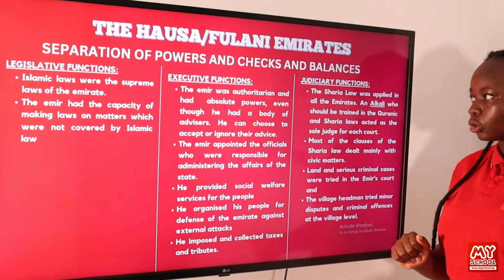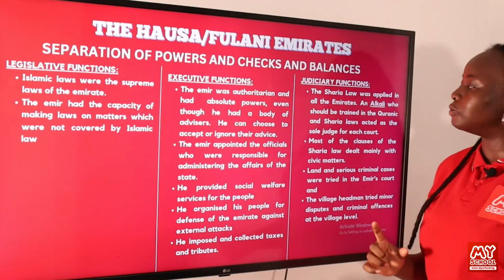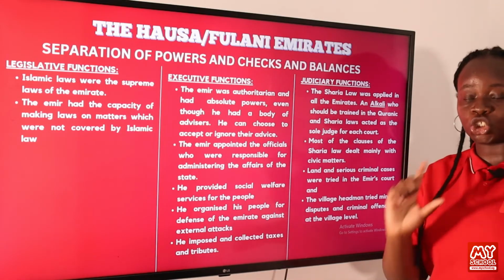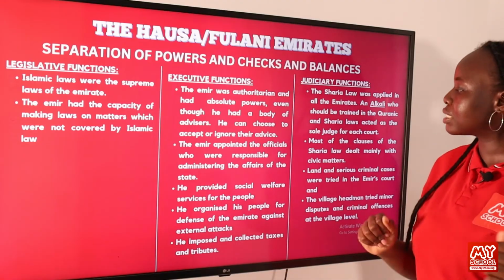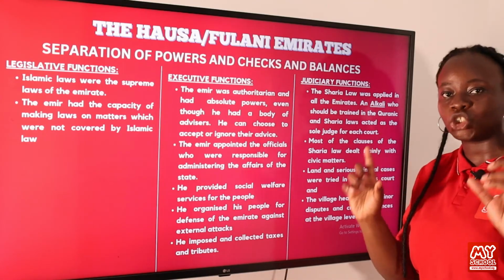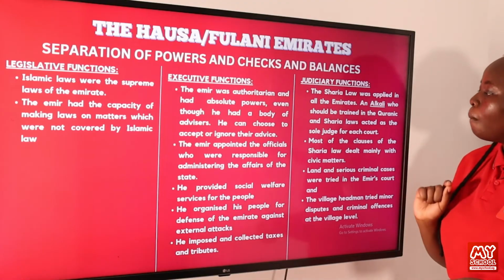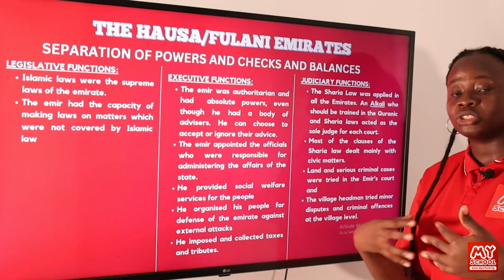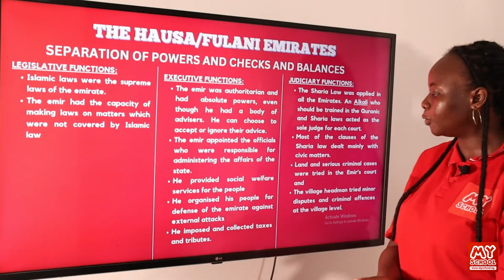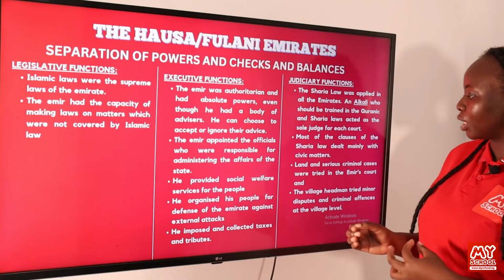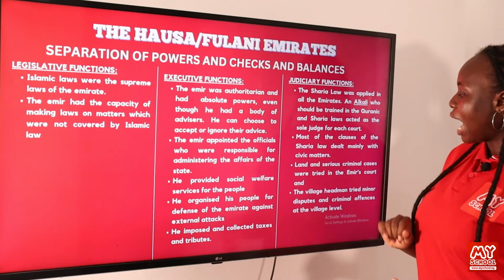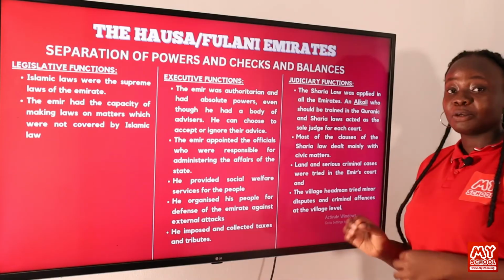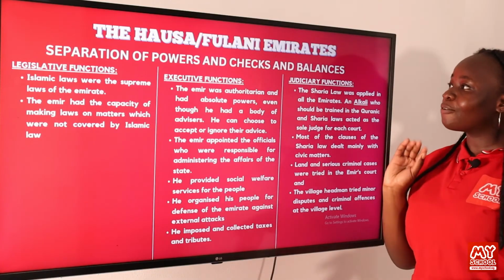Then we have judiciary functions. The Sharia law was applied in all the Emirates. An alkali who should be trained in the Quranic and Sharia law acted as the sole judge for each court. So they had courts in each of the Emirates, and it was headed by the alkali. It's kind of like the chief justice of each of these Emirates. Most of the clauses of the Sharia law dealt mainly with civic matters. That means problems with the relationship with the various inhabitants of the region. Then we have land and serious criminal cases which were tried in the emir's courts. And the village headman tried minor disputes and criminal offenses at the village level. So this is how they interpreted law and punished law breakers in the Hausa Fulani Emirates.